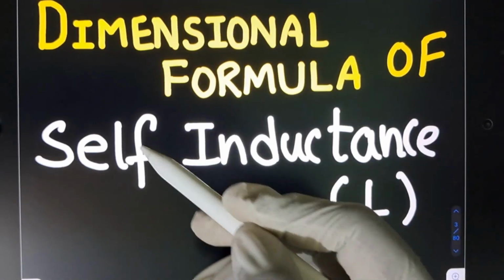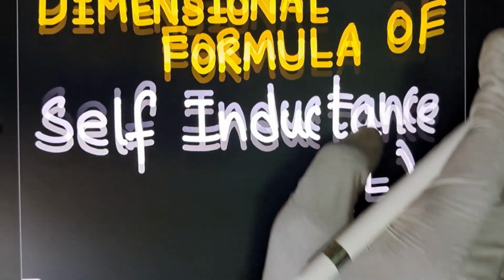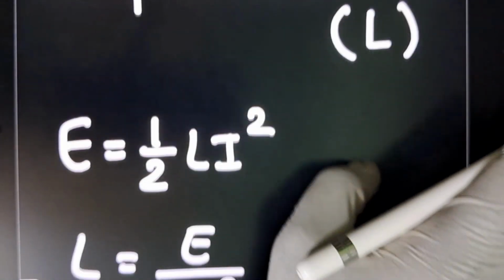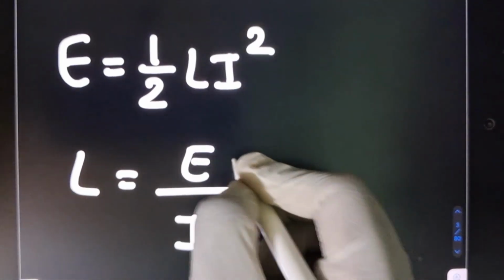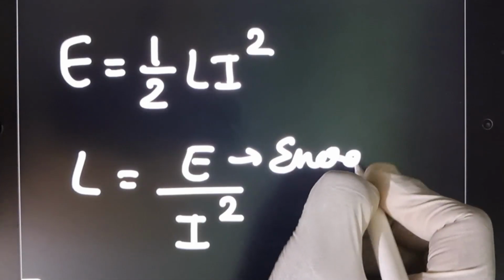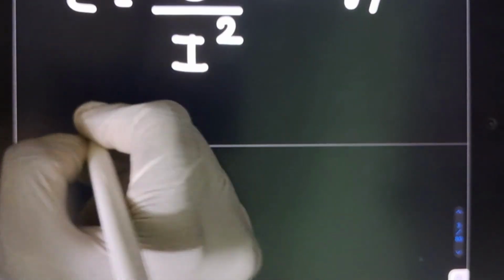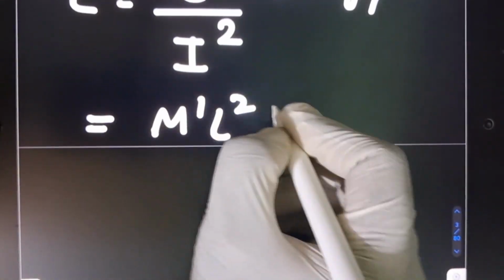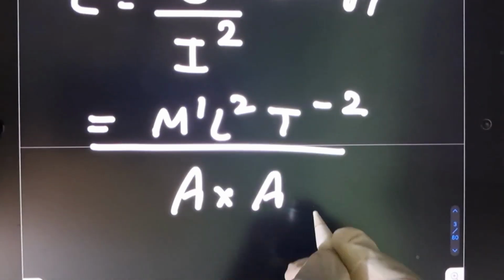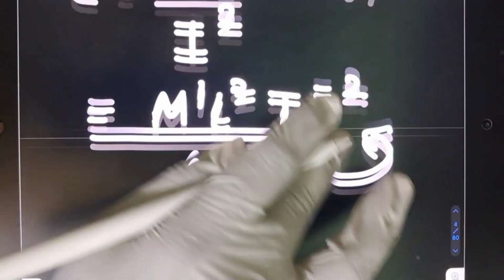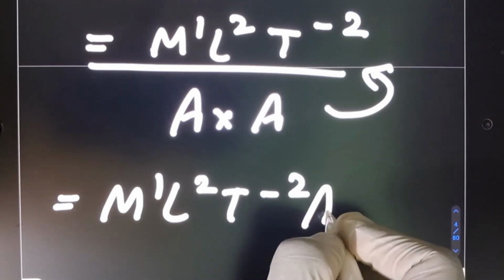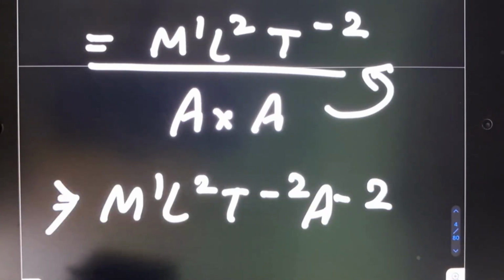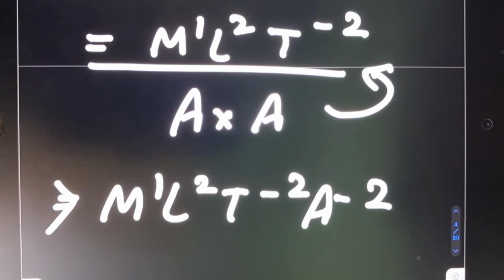To find the dimensional formula of self-inductance, denoted by the letter L, we know that E is equal to half L I square. Here L is equal to E by I square. Here E stands for energy and I stands for current. We should know the dimensional formula of energy, M power 1, L power 2, T power minus 2. Here I stands for current A, squared, so A into A. On reciprocation, we get M power 1, L power 2, T power minus 2, A power minus 2. This is the dimensional formula of self-inductance L.